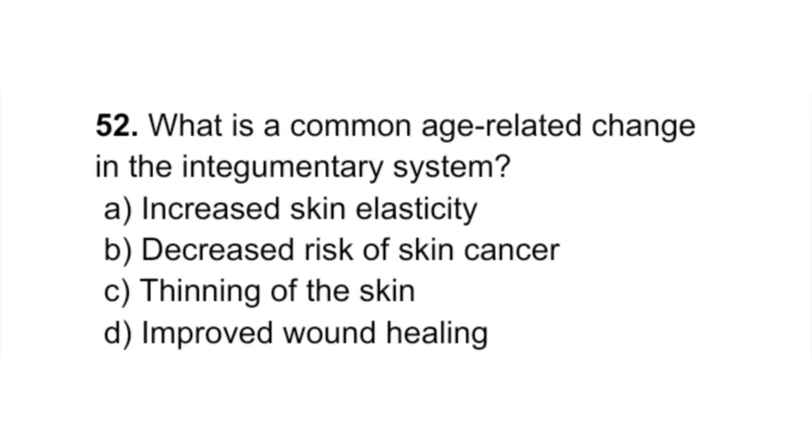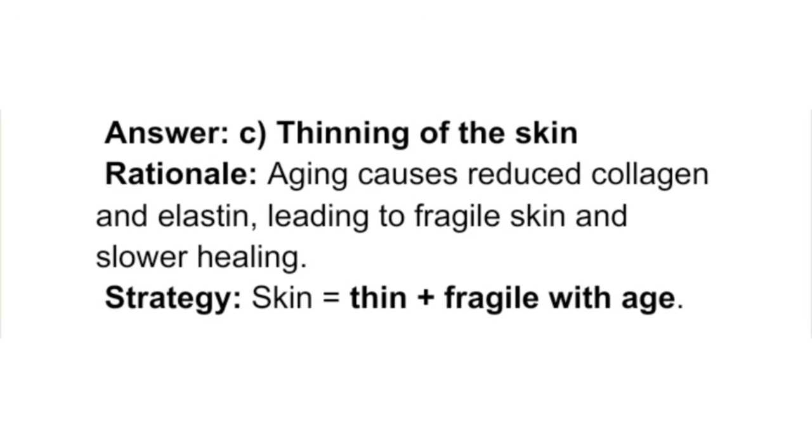52. What is a common age-related change in the integumentary system? A. Increased skin elasticity. B. Decreased risk of skin cancer. C. Thinning of the skin. D. Improved wound healing. Answer: C. Thinning of the skin. Rationale: aging causes reduced collagen and elastin, leading to fragile skin and slower healing. Strategy: skin equals thin plus fragile with age.